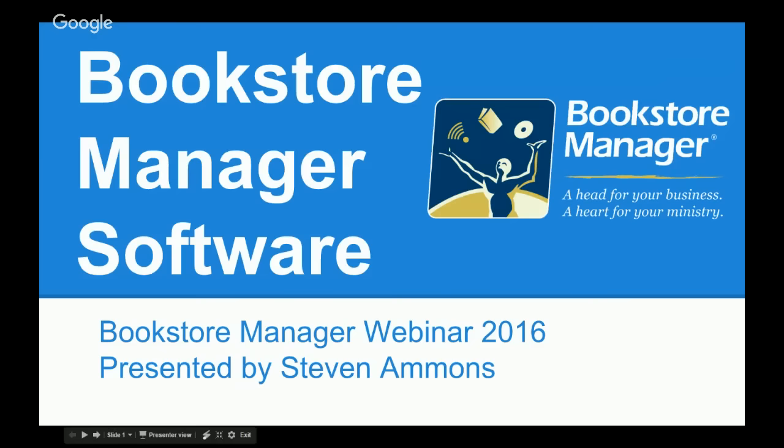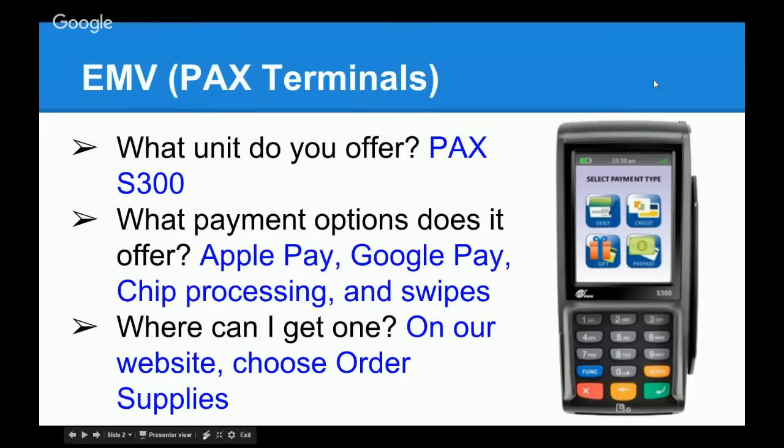We're going to go ahead and get started with this presentation. The first thing I want to go over is the EMV units that we're using. The EMV units that we're actually using are the S300s. Those units support all the near-field technology, so you can use things like Apple Pay and Google Pay. You can also use chip processing, and you can also use your traditional swipe. If you've not had a chance to go out and get those, you can order them on our website. Just go to bookstoremanager.com, click on Order Supplies, and those units will be listed very first on that page.